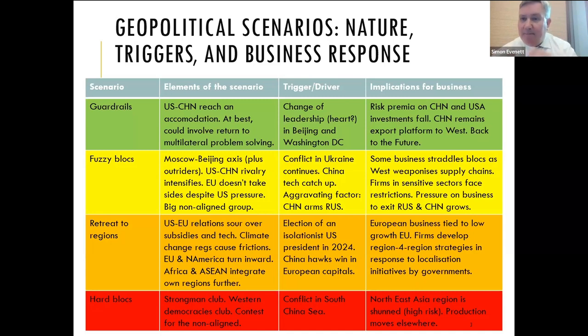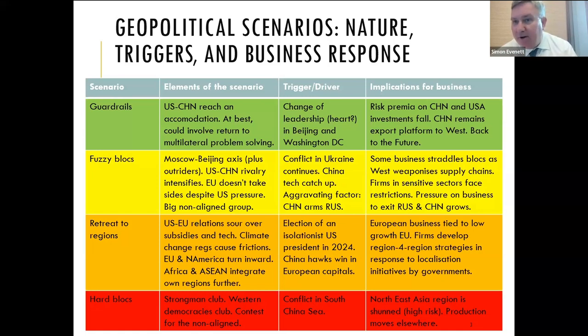And this might provide the creation of essentially a fuzzy block of Western nations that don't form a formal block, but are very highly aligned. The same on the autocratic side and a huge, bigger non-aligned group. And this, I think, is the sort of way station that we're moving towards. In this type of world, you can have businesses trying to straddle blocks. We can talk about how feasible or realistic that is. But firms operating in sensitive sectors will face even more restrictions, especially when it comes to exports and technology. So that's your baseline scenario.